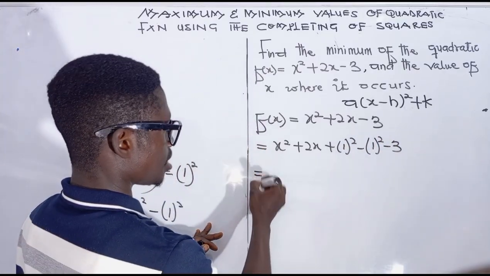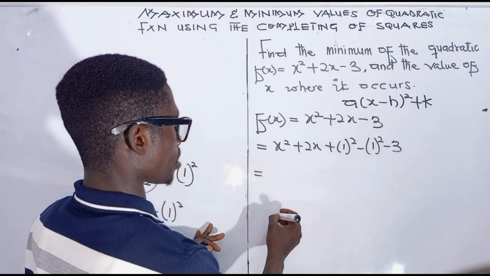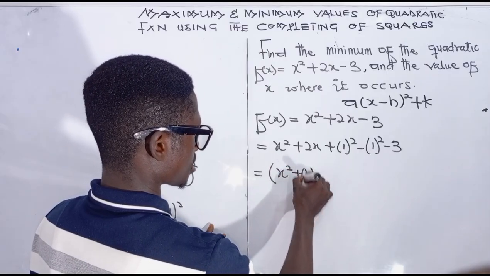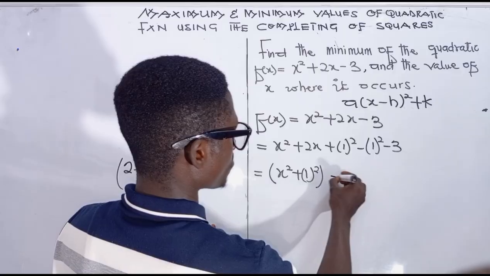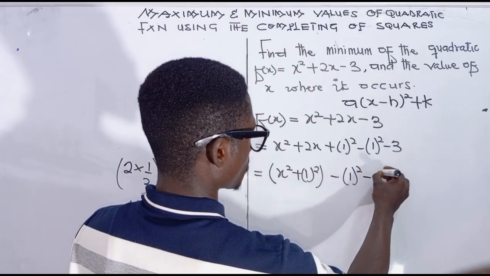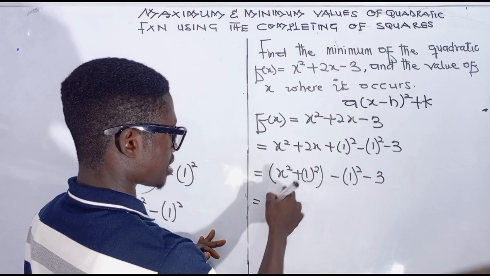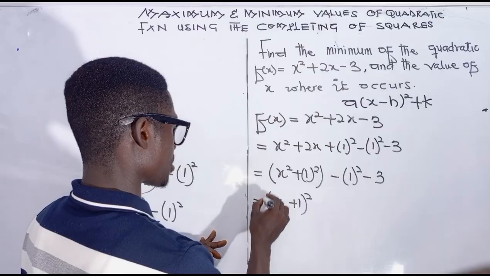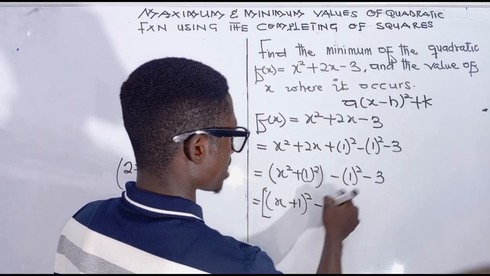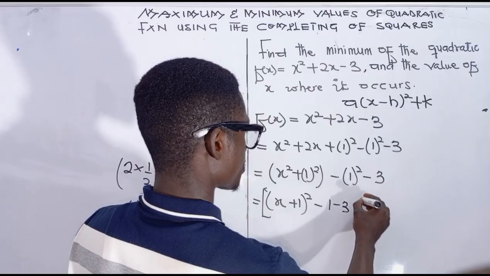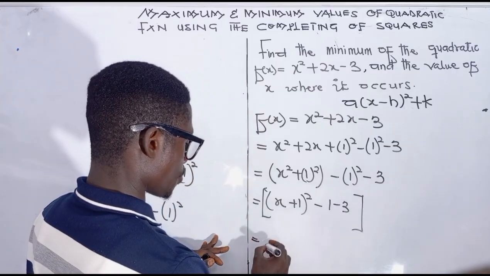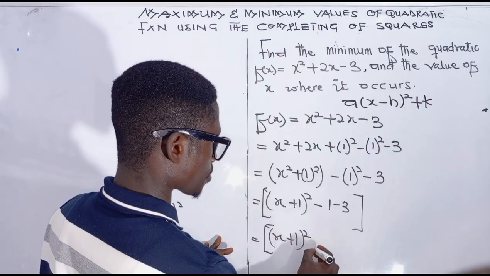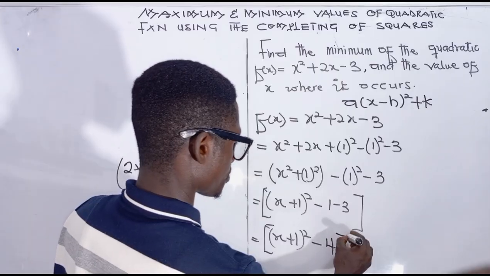So let's group this x squared and then this 1 squared together. So we are going to have x squared plus 1 squared, then we have minus 1 squared minus 3. Now we can write this as x plus 1 all squared, and then we have minus 1 minus 3. So we are going to have x plus 1 all squared minus 4.